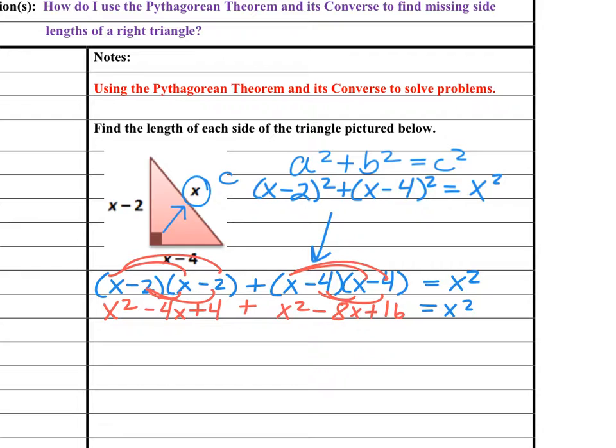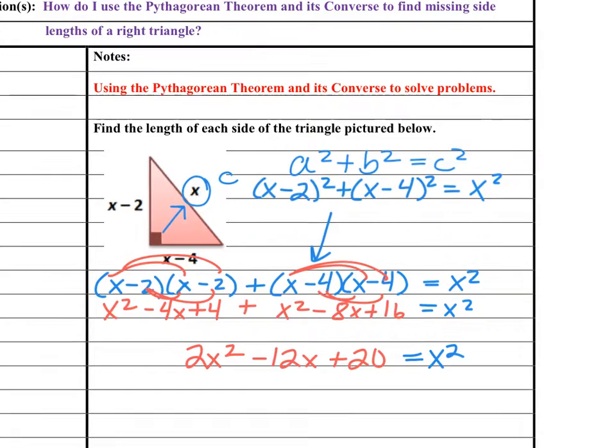There's still a lot of simplifying that needs to happen. Someone please tell me what's the first thing I should probably do to simplify this mess. Emma? Great, let's do that. So 2x squared minus 12x plus 20 equals x squared. What's the next thing I should do?